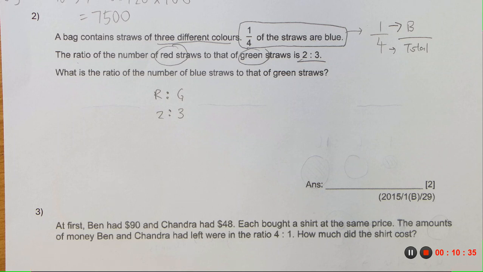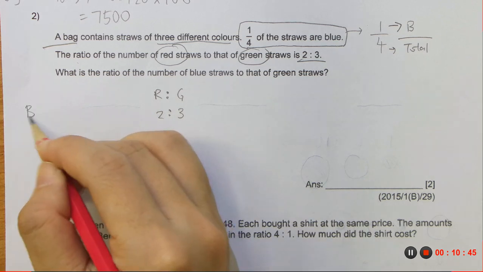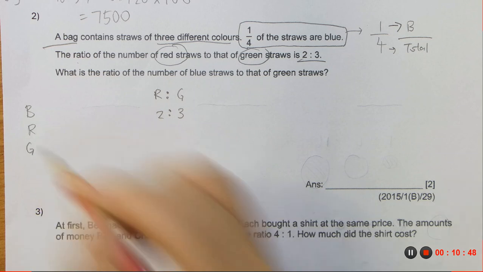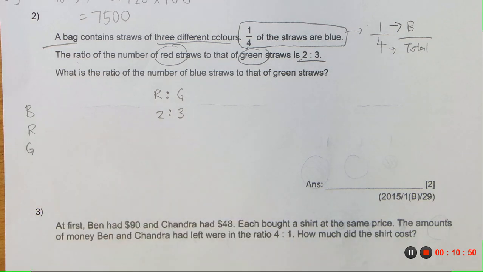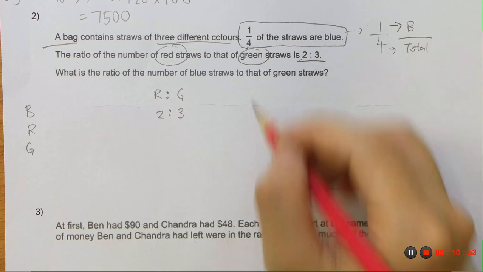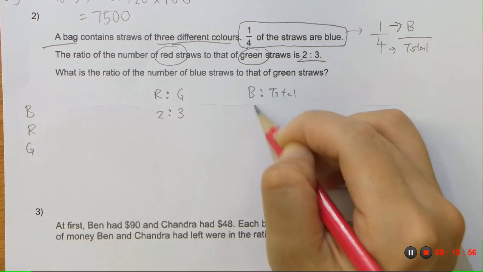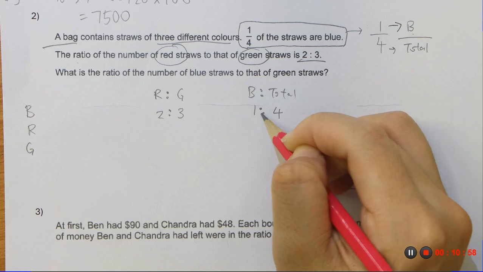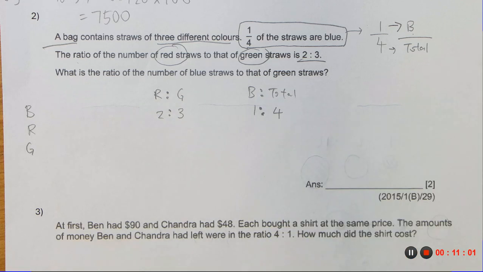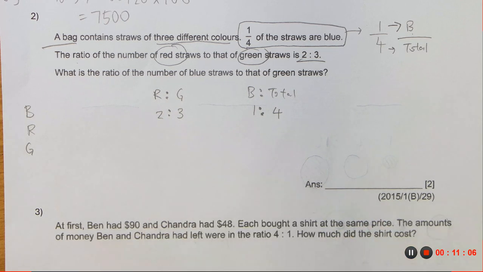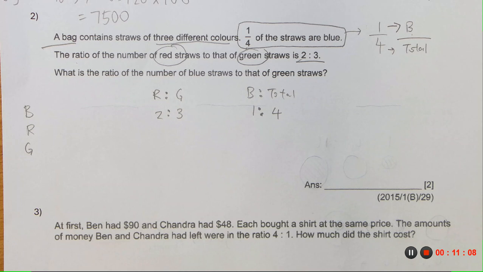Now, here's the problem. The problem says the bag contains straws of 3 colors. So there are only 3 colors. The 3 colors are blue, red, and green. The ratio that is given here is blue is to total, that is 1:4. How many of you wrote here blue is to green is 1:3? That's 0 marks.